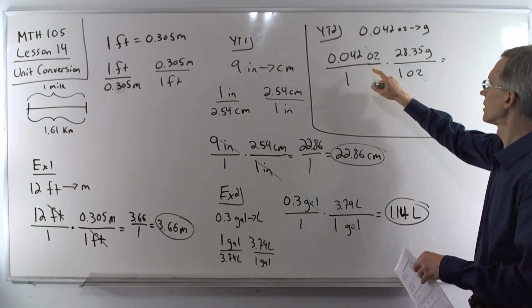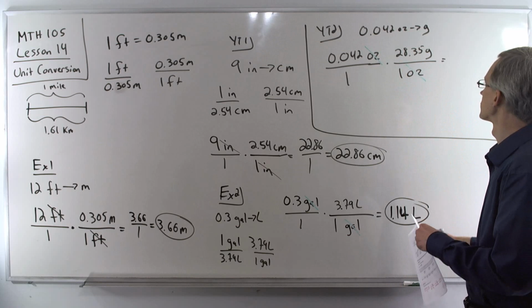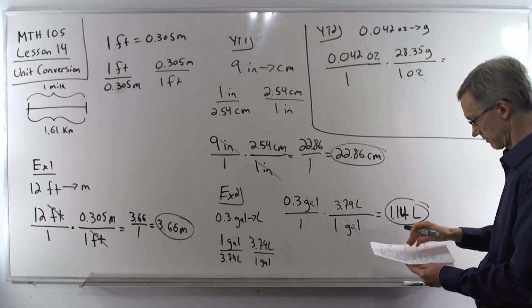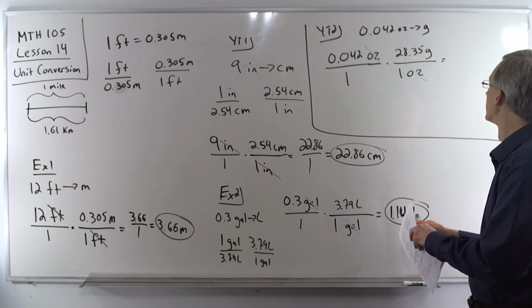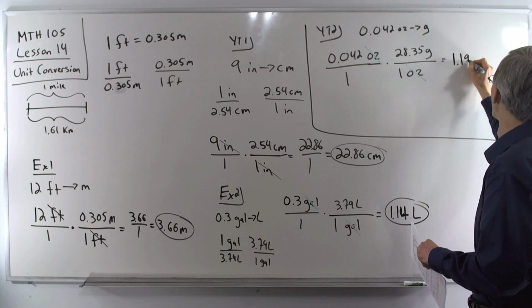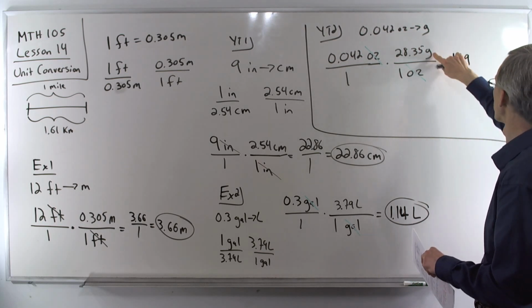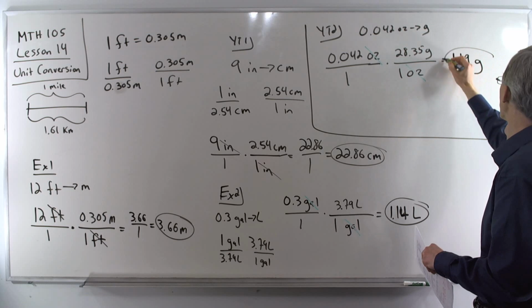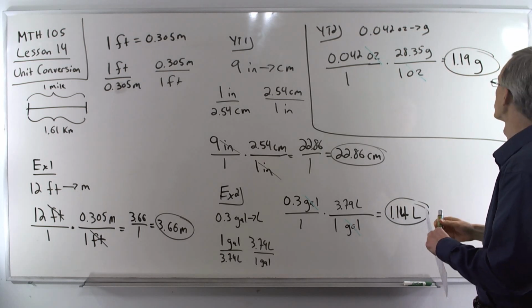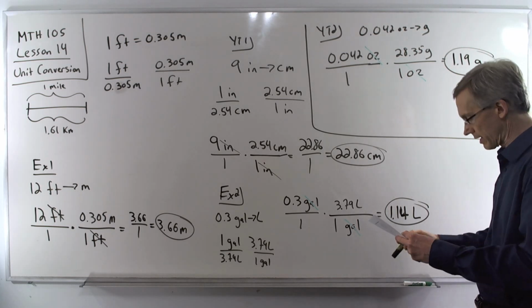Now we'll multiply straight across. 0.042 times 28.35 is 1.19. The only units left are grams, so that's the units of our answer. So 0.042 ounces equals 1.19 grams.